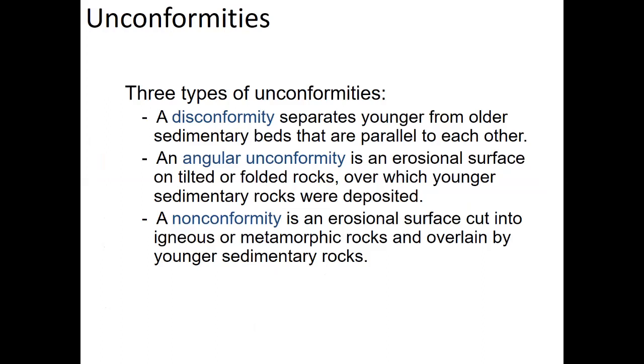So I like to say with this slide, there are 3 types of unconformities, and there's a lot of text on this slide. We can go through the definition of each of these one by one, but the 3 types of unconformities are disconformities, angular unconformities, and nonconformities. All right, so first we're looking at disconformity.